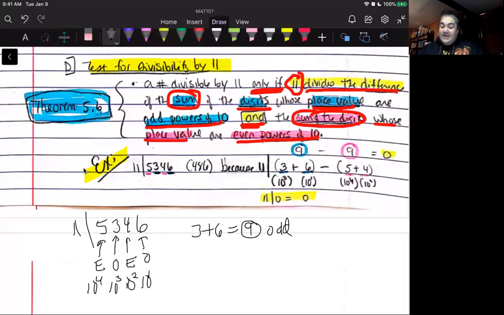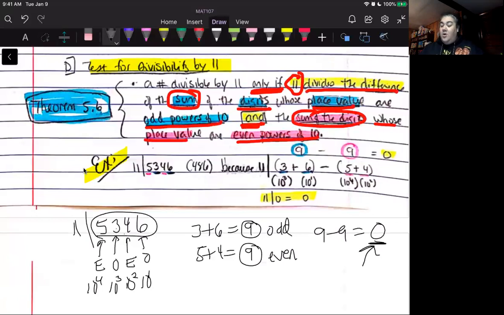And then we're going to take the sum of the even powers, that's 5 and 4. So 5 and 4 equals 9. Okay, so that's the sum of the even powers. And then according to the theorem, the difference between them, 9 minus 9 equals 0. So that's the difference between them. Okay, and if 11 divides evenly into the difference, then it will divide evenly into the entirety of the number. Well, 0 divided by 11 is 0 with no remainder. So technically speaking, it does divide evenly. So because that is the case, we can say that 11 will divide evenly into this number.